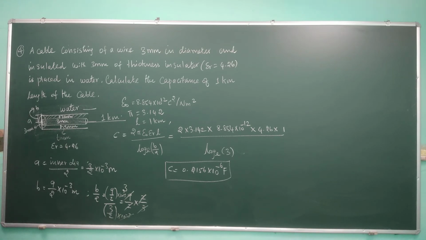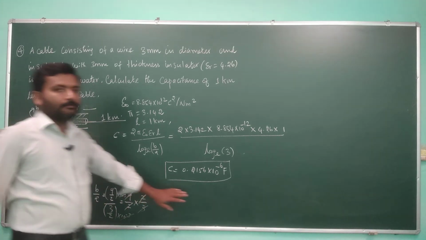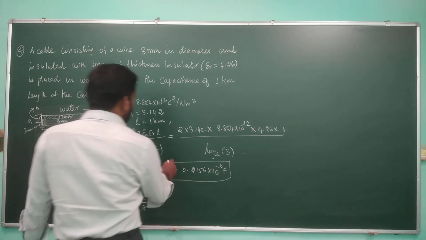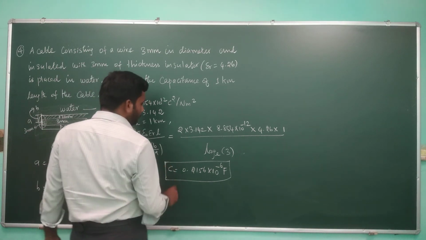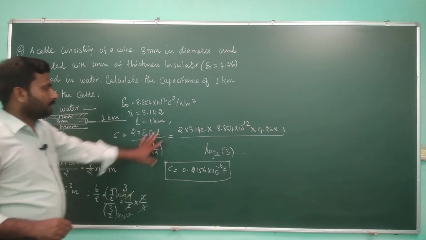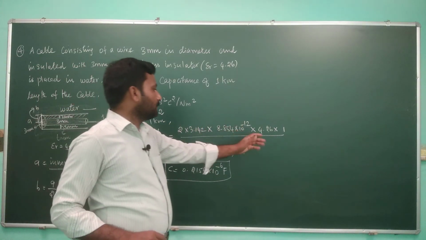0.2156 into 10 power minus 6 farad. Right, this is the answer. I didn't calculate the answer, I just checked it. You can also check it. You can directly substitute in the calculator if you have. That is what I did.